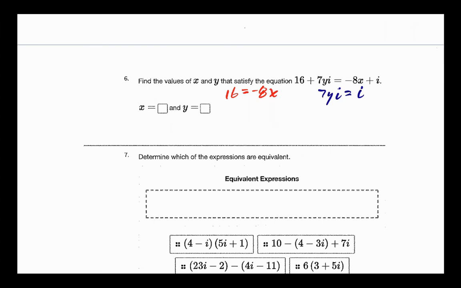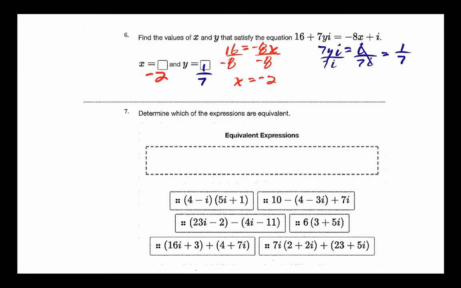All right? So now we just have to solve for x and y. On the first one, we're going to divide both sides by negative 8, and we'll get that x is equal to negative 2. And then on the other one, I'm still getting y by itself. I'm going to divide by 7, and I'm going to divide by i. I'm going to have a 7 on the bottom, and an i, and the i and the i divide out. So my answer is 1/7. I had a couple people trying to tell me it was 7. Well, it's not. 1/7 and 7 are completely different things. So be careful when you're dividing it out.